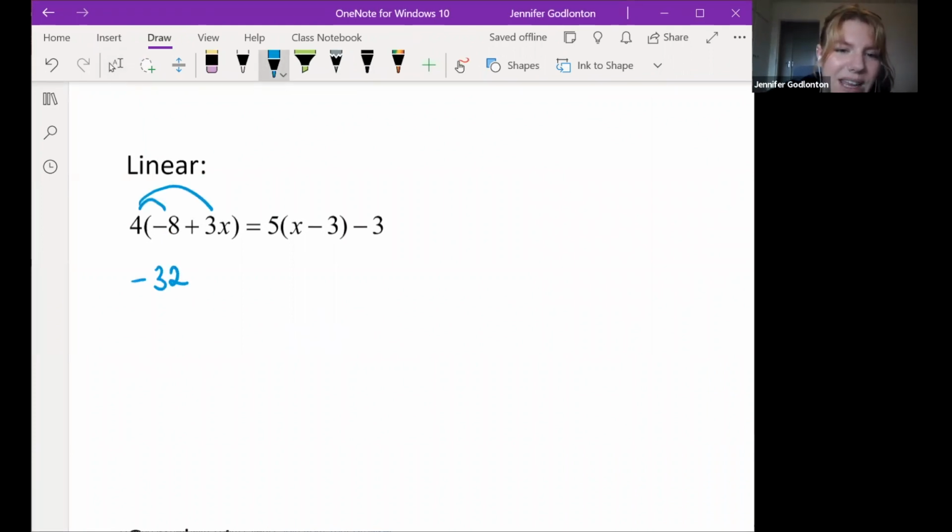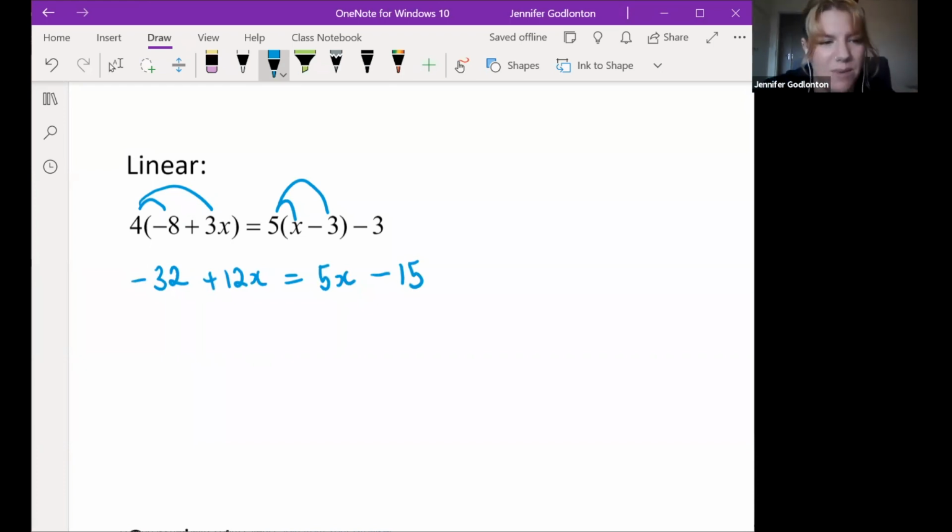Good, okay, so we're gonna have negative 32 plus 12x, and that's gonna be equal to... Then I said 5 times x, then it gave me 5x. Then I said 5 times minus 3, then it gave me minus 15. Good, perfect, I love it. Great first step, excellent work.